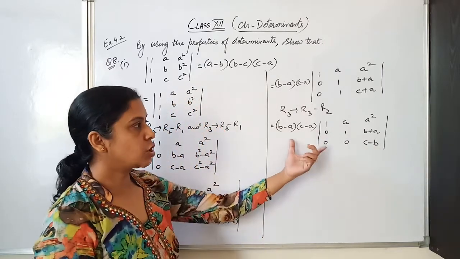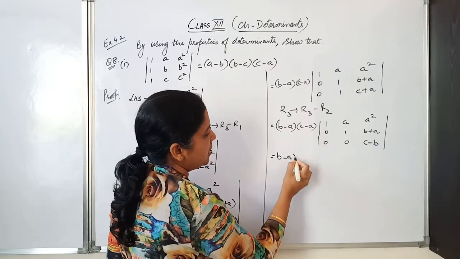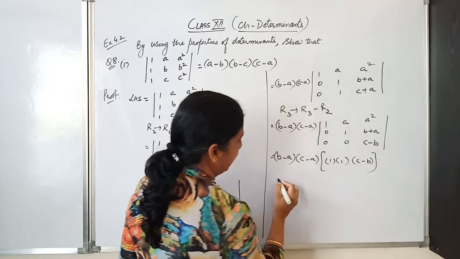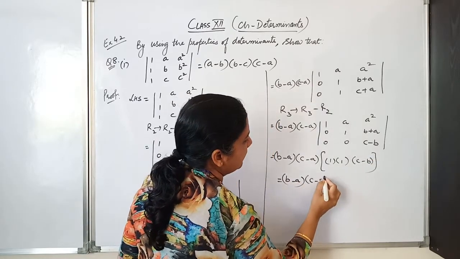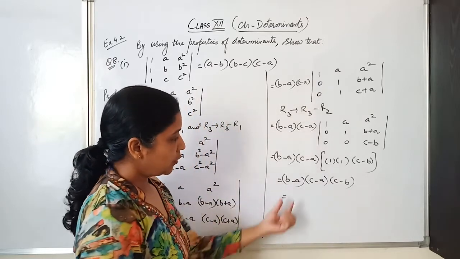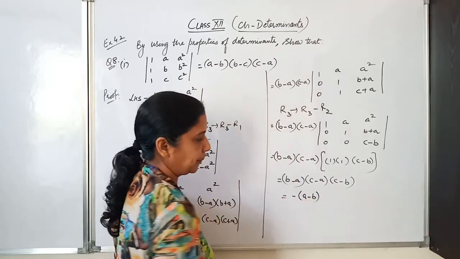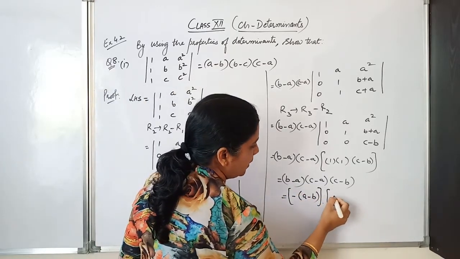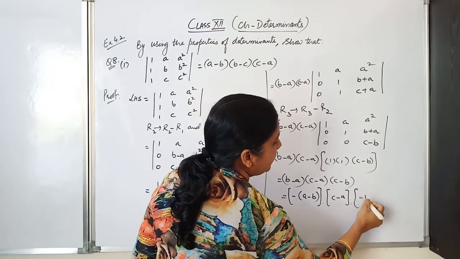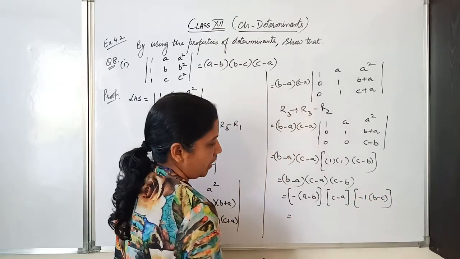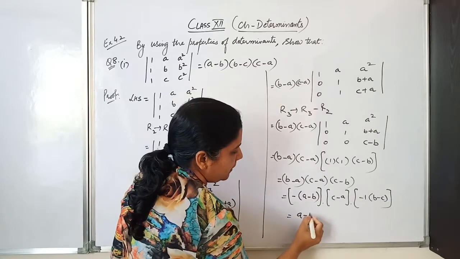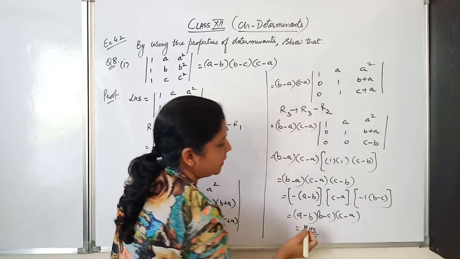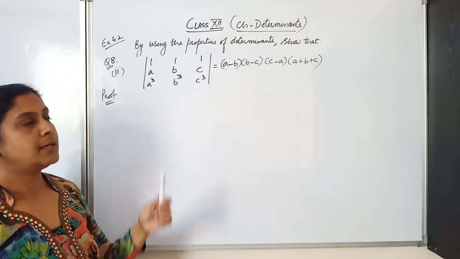And the value of such a determinant is very easy. It is simply the product of diagonal elements. So this can be written as this much. I am going to take negative common from the very first factor. B minus A can be written as minus of A minus B, into C minus A as such, and again taking negative common from the last factor. Negative into negative is positive, so I have A minus B, B minus C, C minus A as required in the question.